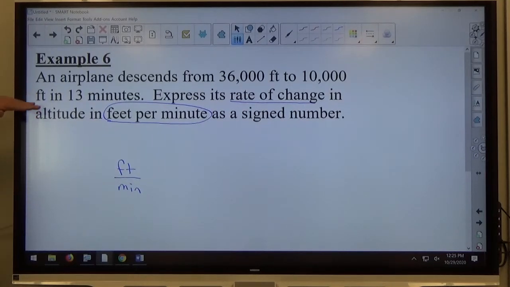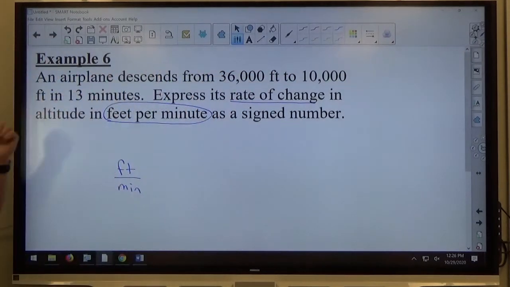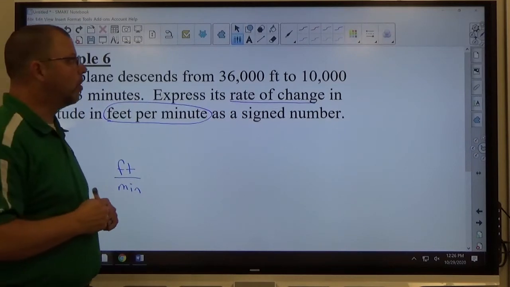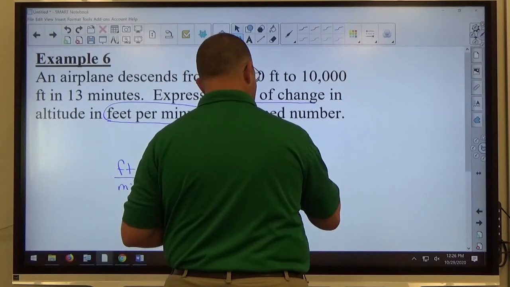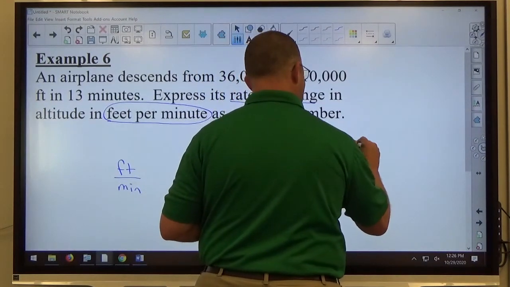So to find the rate of change, I need to find out how many feet it descended. I know where it was, I know where it ended up, right? If it's going down, what sign number should we attach to that? A negative, right? If we're descending, our altitude is going downward, we're decreasing in altitude. So I'm going to take my final altitude, 10,000 feet, and subtract my initial altitude of 36,000 feet.